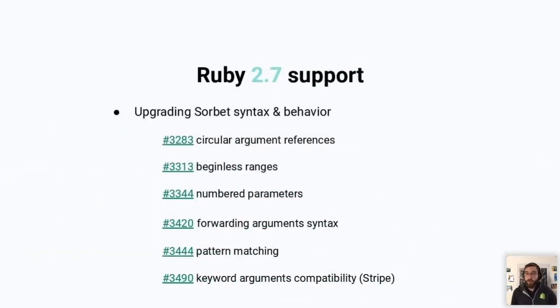Many months ago, we also migrated the monolith to Ruby 2.7. Ruby 2.7 came with new syntax, new features, and new behavior. So we needed to update Sorbet to make it understand the new things from Ruby 2.7. We did some work around circular argument references, beginless ranges, and numbered parameters. We also have forwarding argument syntax support currently open as a pull request in Sorbet, as well as limited support for pattern matching. All this work is to make our code base, which now uses 2.7, compatible with Sorbet. And Stripe on its end is working on making keyword arguments compatible with a new specification.